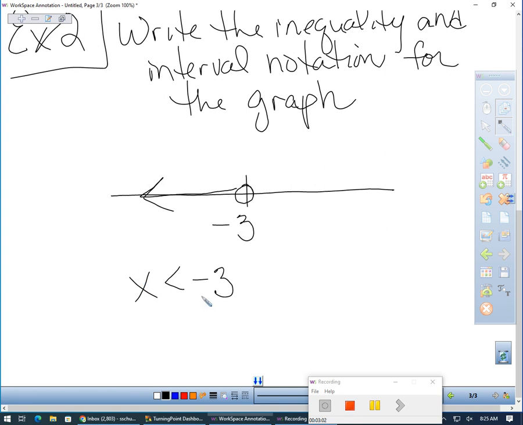Then I have to do the interval notation. When I'm reading it like a book, left to right, I come to the arrow first, which means I'm going to start with a parenthesis at -infinity. I go all the way to -3. I have an open dot, so do I want a parenthesis or do I want a bracket? Parenthesis. That's it.